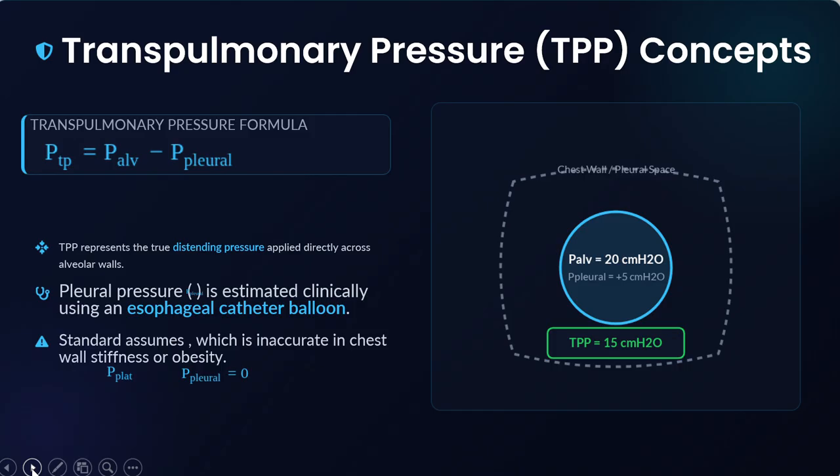Transpulmonary pressure concept: transpulmonary pressure is alveolar minus pleural pressure. In an ordinary, regular person, the pleural pressure is 0. This means your plateau pressure is accurate. If you measure 30 minus 0, it equals 30. This is your accurate plateau pressure.